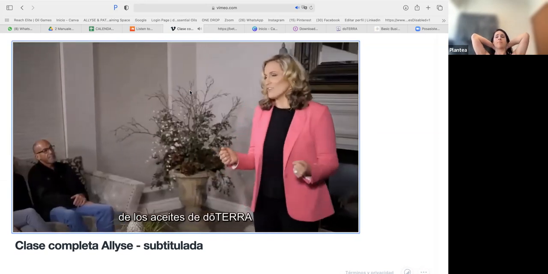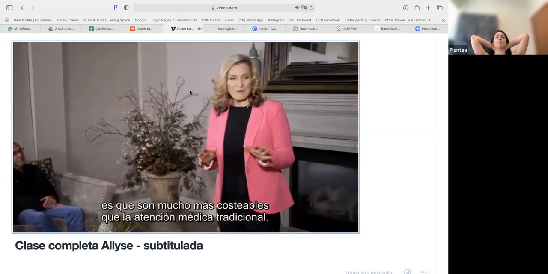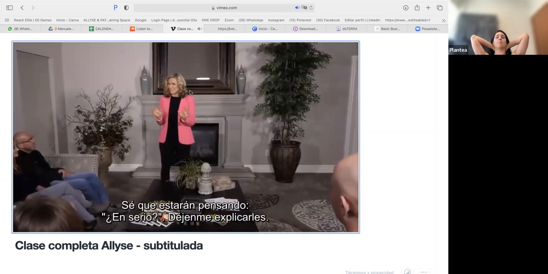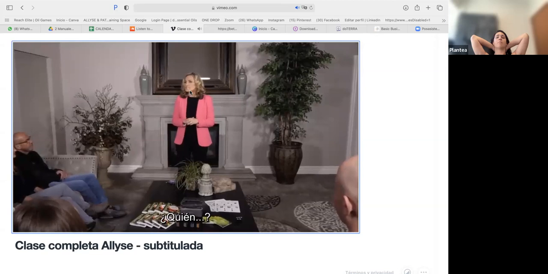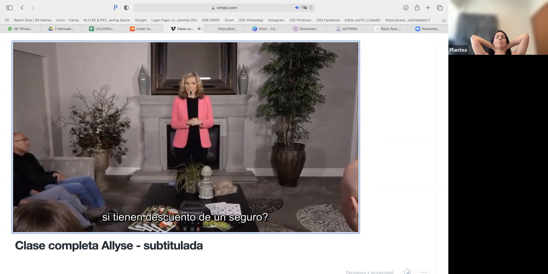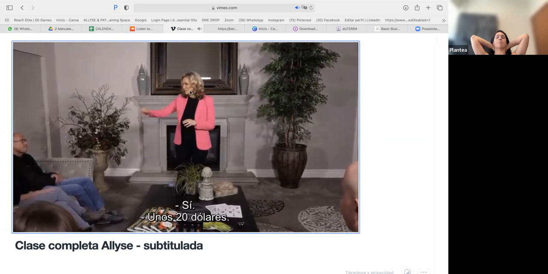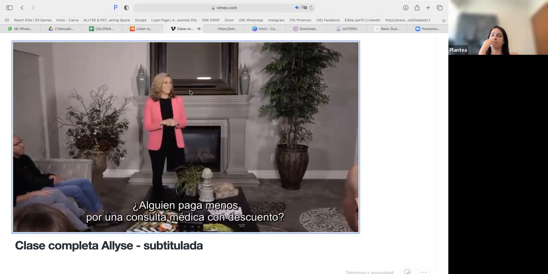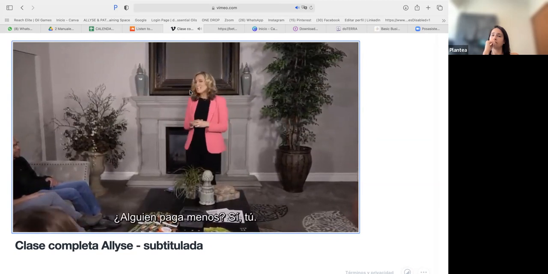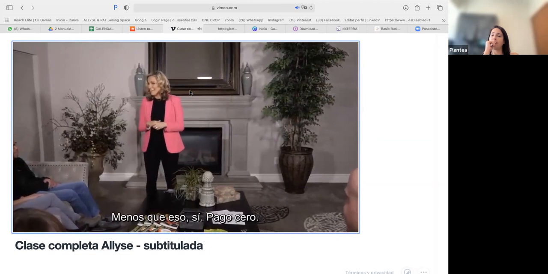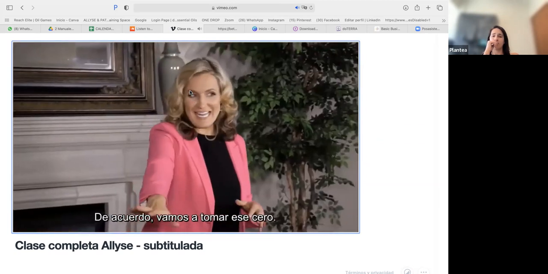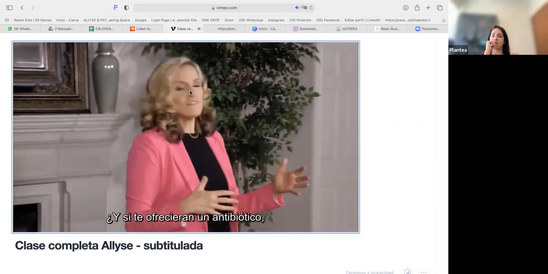All right, now, the third cool thing about dōTERRA essential oils is that they're way, way more affordable than traditional medical care. So I know that some of you are thinking, what? Let me explain. How much money do you actually pay to go in to see a doctor for a copay? How much does that cost you? Yeah. Mine's like $20. Okay, $20. Does anyone pay cheaper than $20 for a copay? Yes. $10. Okay, $10. Cheaper than 20, yeah. I'm $0. Okay, so you actually have no payment for a copay. Okay, we're going to take $0.